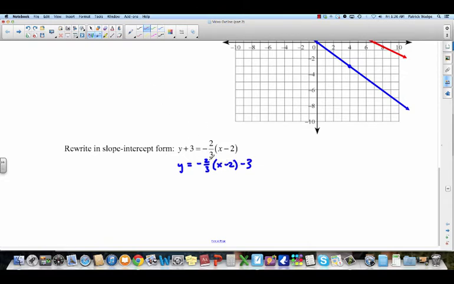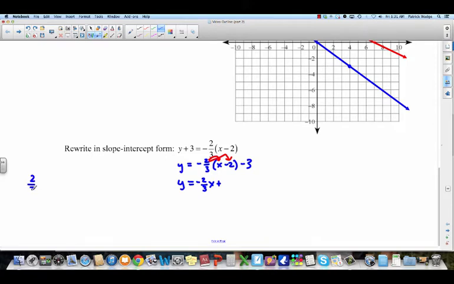We're going to do the distributive property, or I call it mountains. We have to multiply these two things. So you have to be good at multiplying fractions by whole numbers in this section. So let's take a look. We get y equals -2/3 times x. Well, that's just -2/3 x. Then -2/3 times -2. Well, negative times negative is positive, and 2/3 times 2.